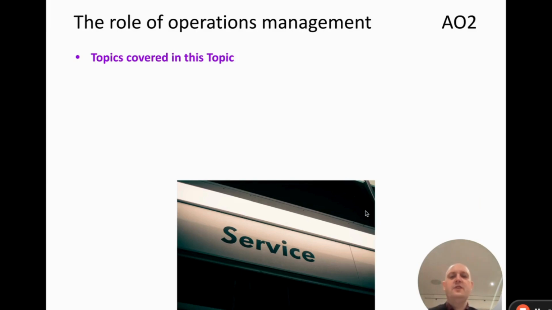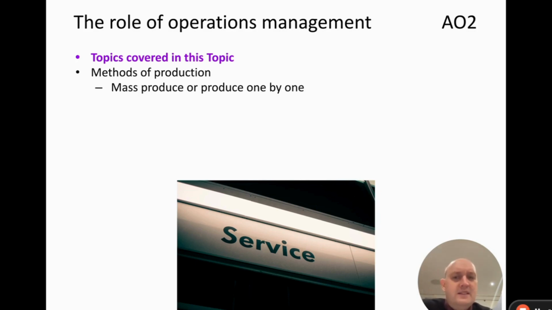So, topics covered in this topic. Strictly, you don't really need to know these at this point because we're going to be covering these in future videos, but there's actually very little content in this chapter, so I just wanted to go through some of the things that we can expect to come up. Firstly, it's called methods of production. This is how we go about producing our products. Do we mass produce lots at once, or do we do it one by one? We've got mass production. One by one is called job production.